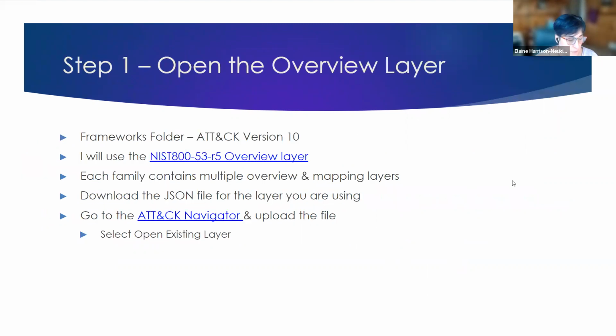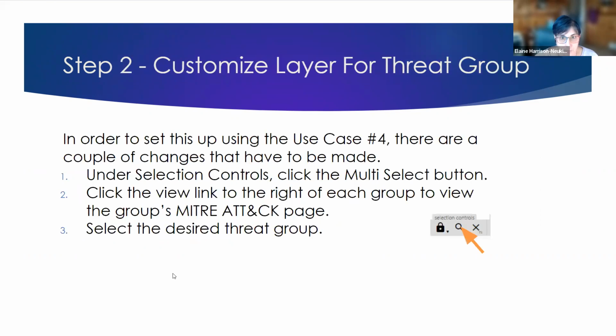So the first thing we're going to do is open the NIST 800-53 R5 overview layer. There is a layer for each family and each security control, so you can layer over layer if you want to. But for this demonstration, I'm just going to do the overview layer, and I've already downloaded it. I'm going to upload it to ATT&CK Navigator. And then I'm going to select the adversary group that I want to look at.